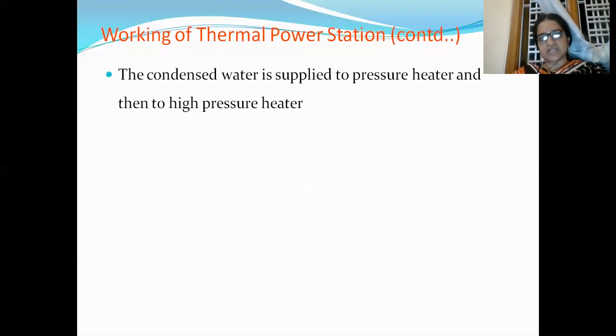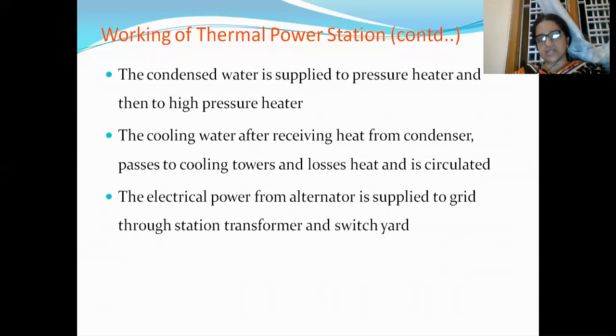Okay, right. Next, the condensed water is supplied to the low pressure heater and then to the high pressure heater. I told you that the water which is condensed in the condenser is supplied to the heaters. Again, you have two heaters. One is the low pressure water heater, and the second one is the high pressure water heater.